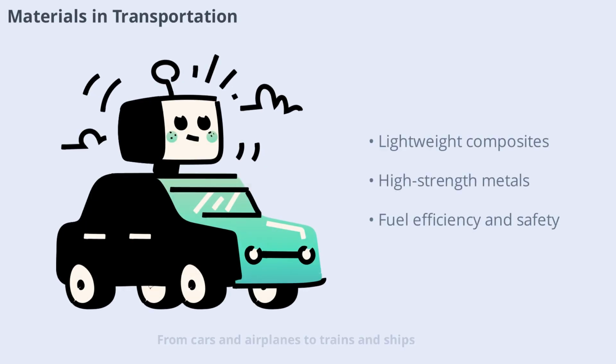From cars and airplanes to trains and ships, transportation relies on advanced materials. Lightweight composites and high-strength metals help improve fuel efficiency and safety. Materials engineers are constantly developing new materials to meet the demands of modern transportation, making travel faster, safer, and more sustainable.